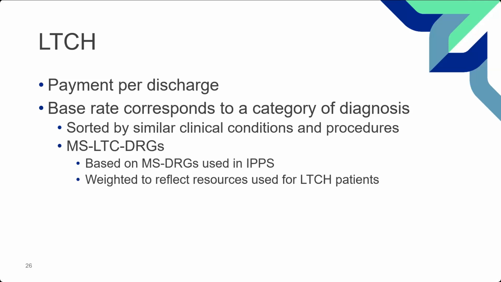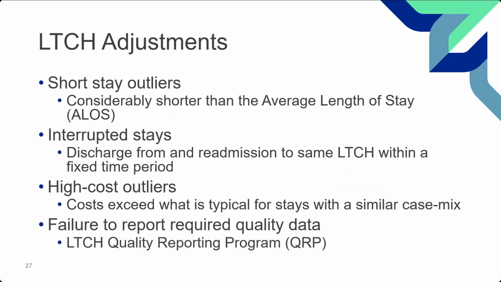If you do not meet the average length of stay, which again is 25 days or more, there is a payment reduction that can occur. So that's called a short stay outlier. Unlike an acute hospital or the inpatient prospective payment system, the long-term care hospitals have what's called a short stay outlier. It's considerably less than the average length of stay.